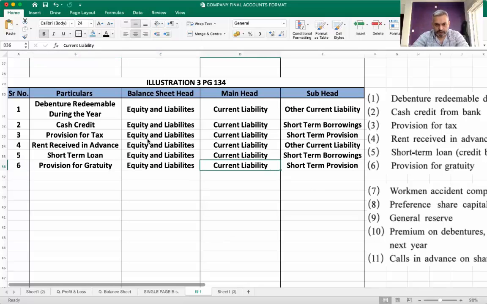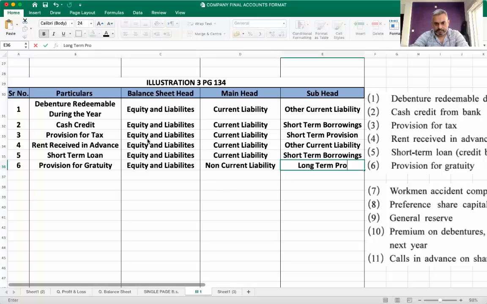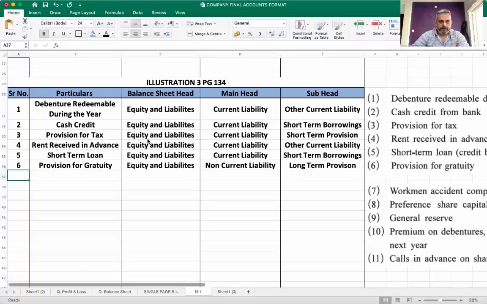Now, oh, I'm sorry, it is a non-current liability because it is gratuity. Non-current liability, and it is a long-term provision, okay, because it's for gratuity. What is gratuity? It is the amount which we have to pay to our employees when they retire. So it will be a long-term provision.